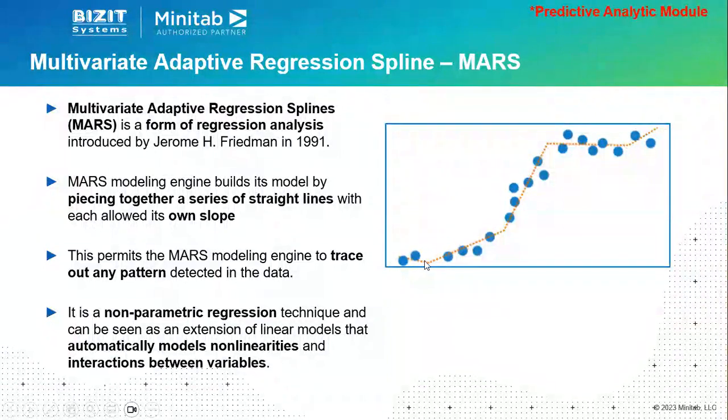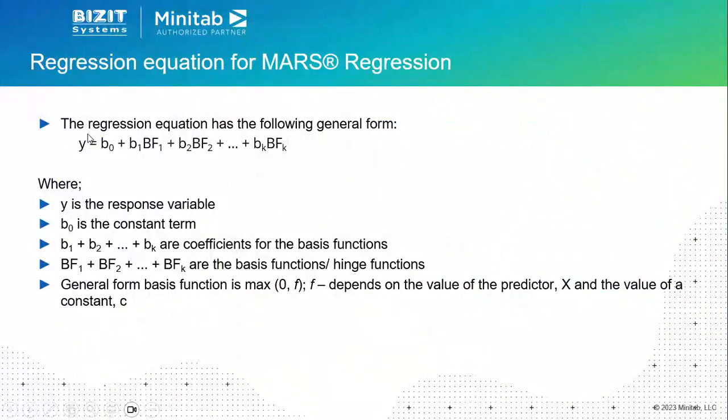They will piece together one straight line, one straight line, one straight line, one straight line. That's why the equation looks like this. Your regression equation is B naught, B1 BF1. BF means the basis function: basis function 1, basis function 2, and so on. Generally, the basis function can be a maximum of 0 and f.